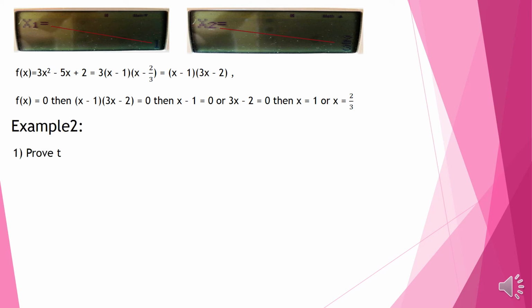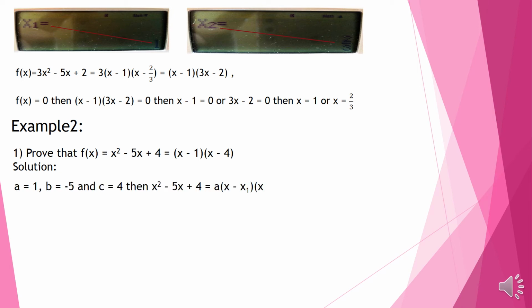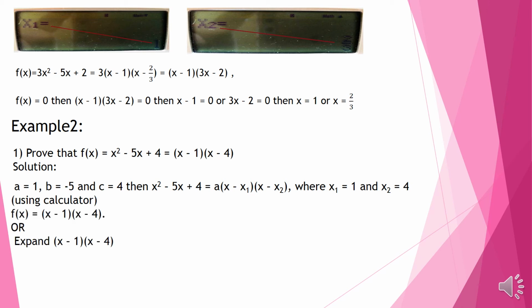Second example. Prove that f of x equal x squared minus 5x plus 4 equal (x minus 1)(x minus 4). Now, a equals 1, b equal minus 5, c equal 4. Using the calculator to find x1 and x2, you get x1 equal 1, x2 equal 4. So f of x equal a, which is 1, times (x minus x1), so x minus 1, times (x minus x2), x minus 4.